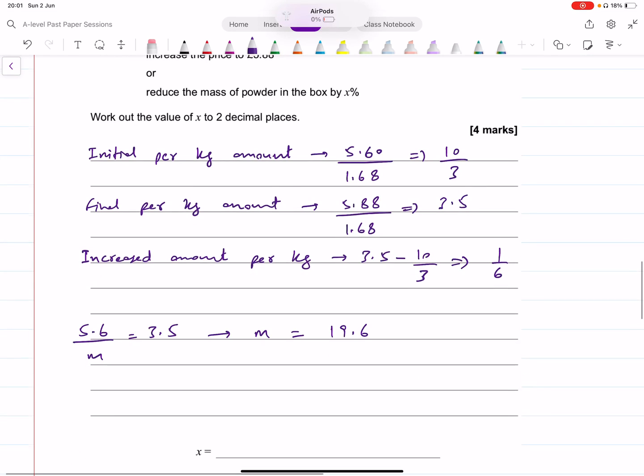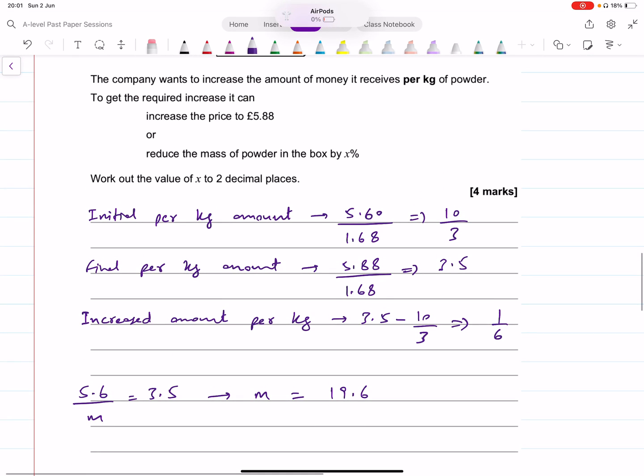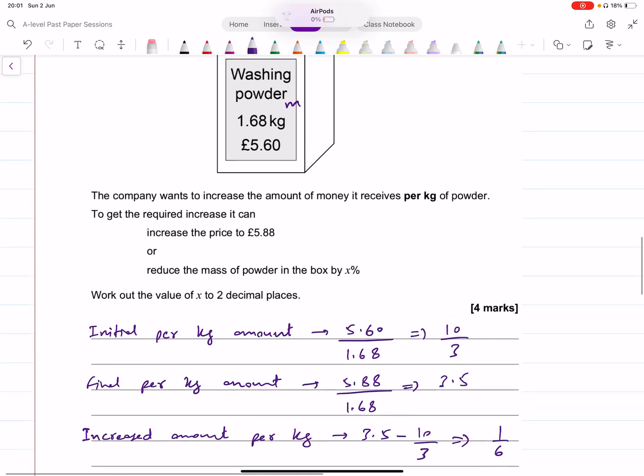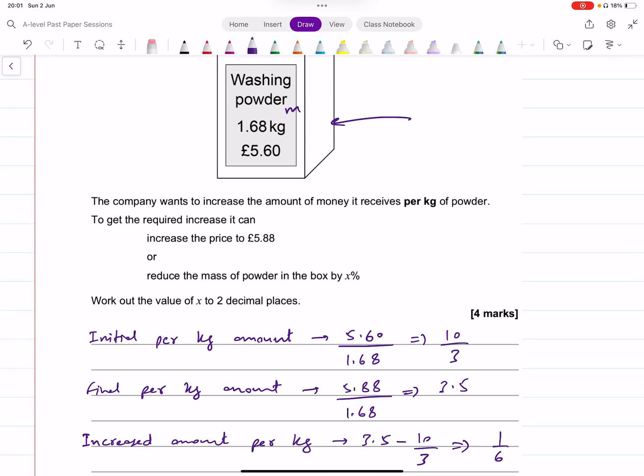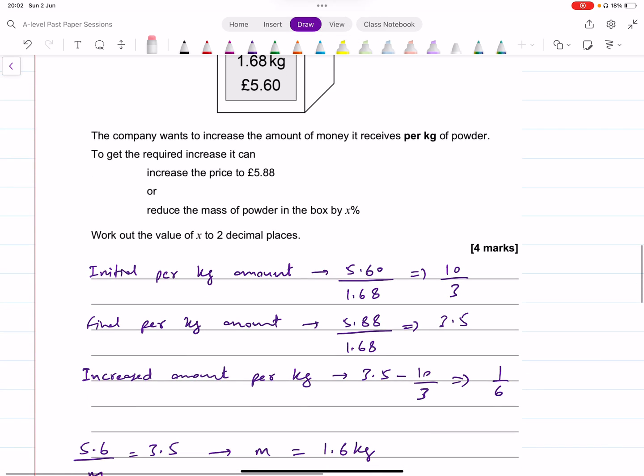19.6. I'm sorry, I've done something wrong there. Divided by 3.5, that's actually 1.6, not 19.6. It should be 1.6 kilograms. So if we have 1.6 kg here, instead of 1.68 kg, we would get the same amount per kg.